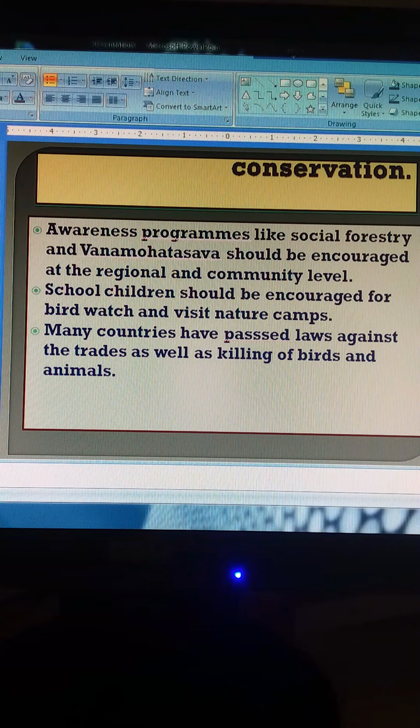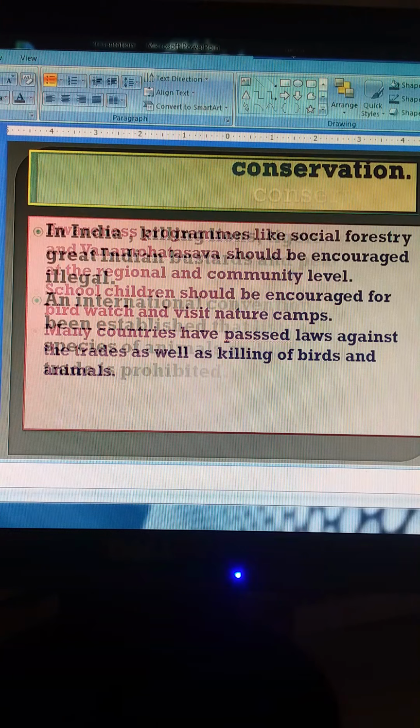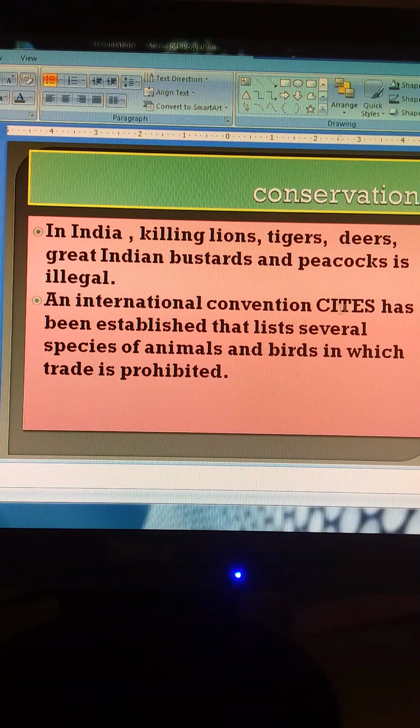And internationally, the CITES convention has established a list of several species of animals and birds in which trade is prohibited. So conservation of plants and animals is an ethical duty of every citizen.